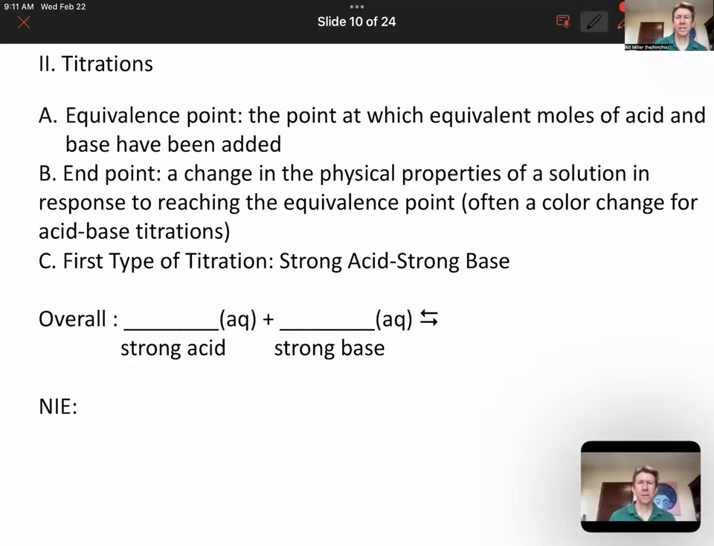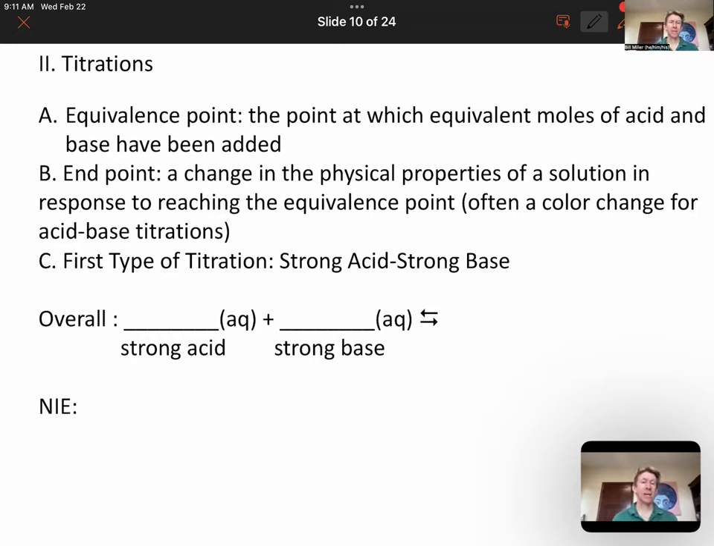Now let's talk about titrations. There's a couple terms that we want to make sure that you know. These should have been covered in first semester general chemistry, but it's been a while, so I just want to revisit a couple terms here. First is the equivalence point, the point at which equivalent moles of acid and base have been added.